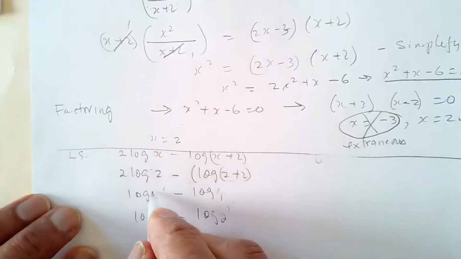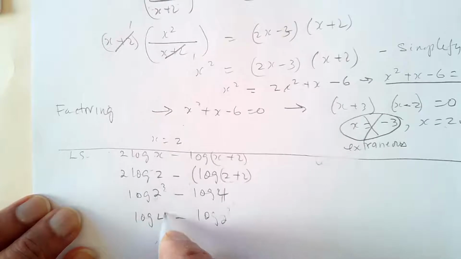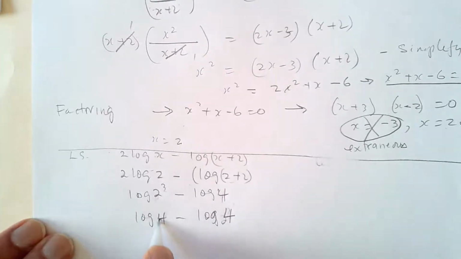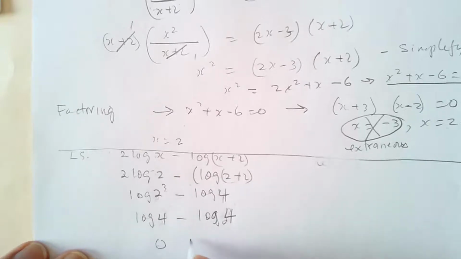So this will be 4, and this will be 4. So this becomes 4, and this becomes 4. So log of 4 over 4 will give us log 1, which is 0. So the left side is equal to 0.